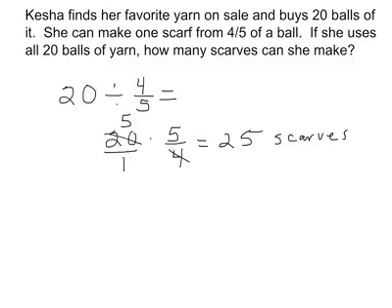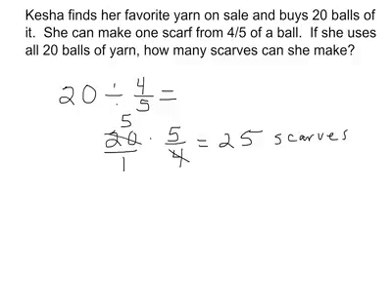Now let's see if that makes sense. If it was 1 ball to 1 scarf, then there'd be 20 scarves. 4/5 is less than 1, so it's going to take less than 1 ball to make each scarf. So it does make sense that she's going to be making over 20 scarves. So 25 is a reasonable number.